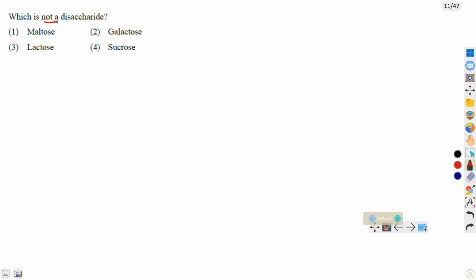Which is not a disaccharide? Galactose is not a disaccharide. Galactose is a monosaccharide.